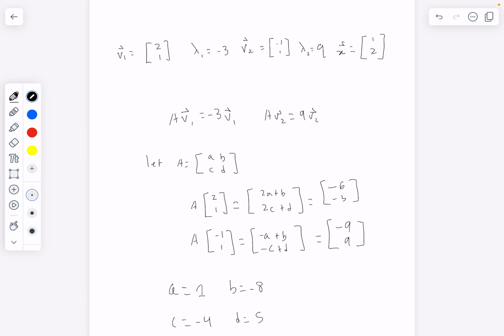The eigenvectors of A are v1, which is (2, 1), lambda 1, which is negative 3, v2, which is (negative 1, 1), and lambda 2, which is positive 9. And the vector we want to transform is the vector x equals (1, 2). So let's start with the first method.